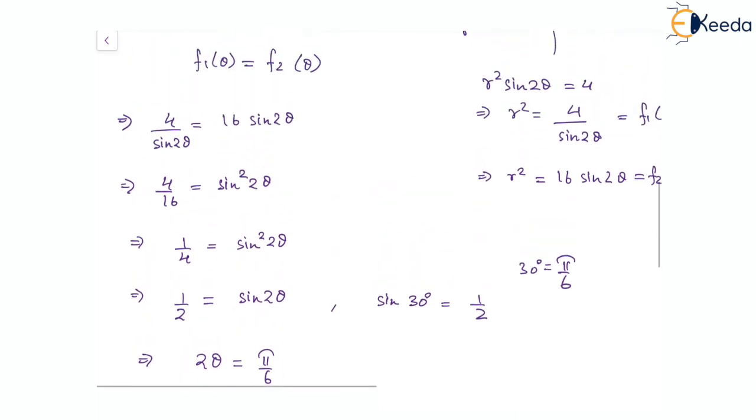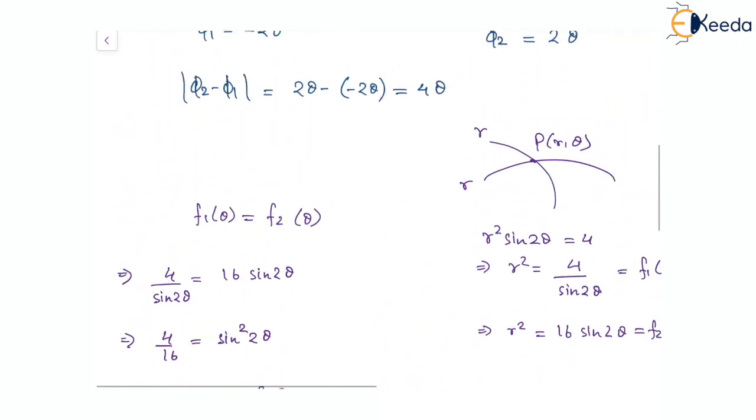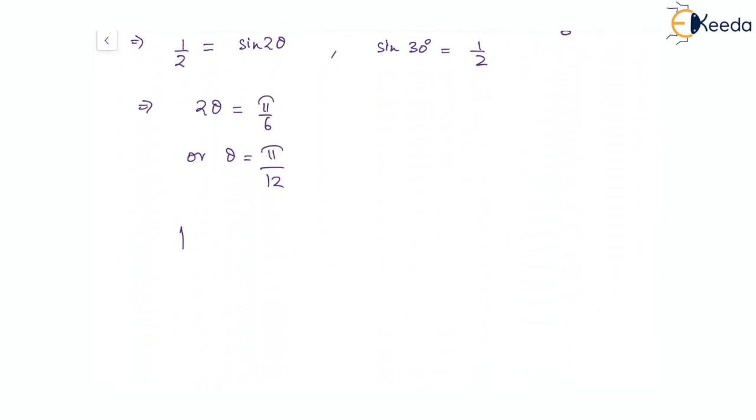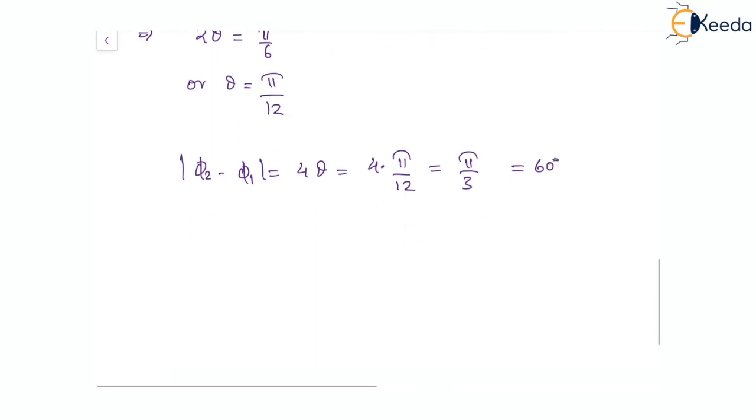And also the angle of intersection, which we have already found here, is actually 4 theta. Therefore, phi 2 minus phi 1, 4 theta is 4 times pi by 12, that is pi by 3, which is 60 degrees. Hence, we can say that the angle of intersection will be 60 degrees. So this is what we were looking for. I hope things are clear here. Thank you.